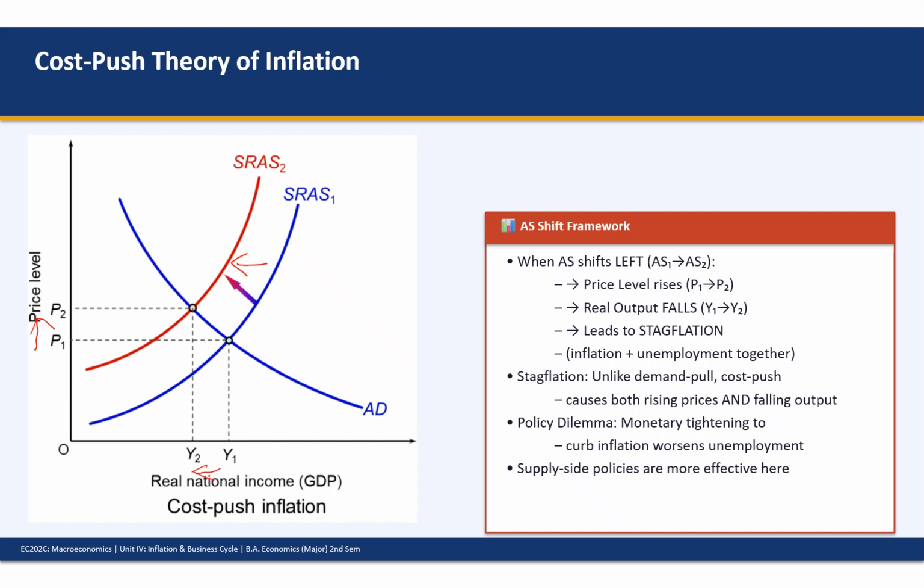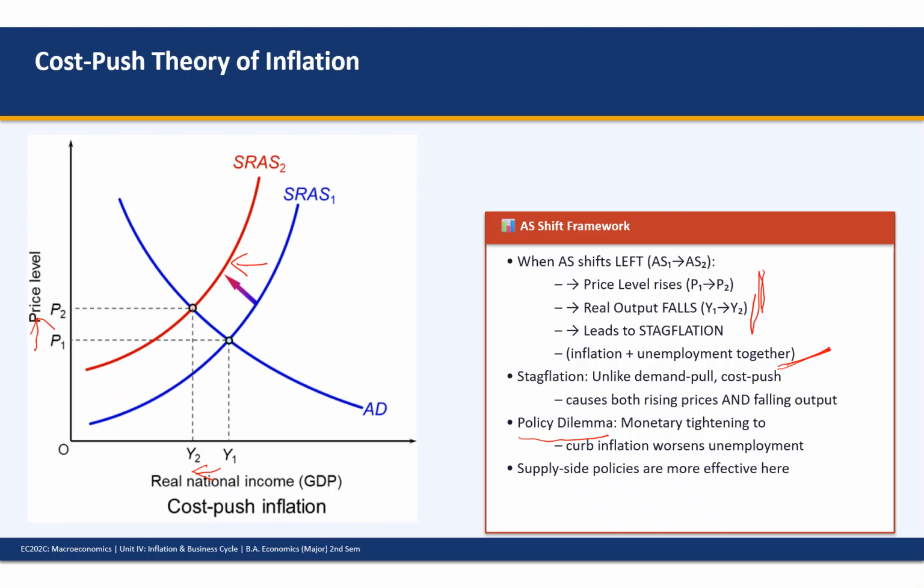This is why cost push inflation is more serious. Why? It does not only create inflation, it also reduces production. That combination of inflation with unemployment is known as stagflation. So please note the definition of stagflation. It may come for 2 marks in your examination. So the important point here is that stagflation creates a policy dilemma.